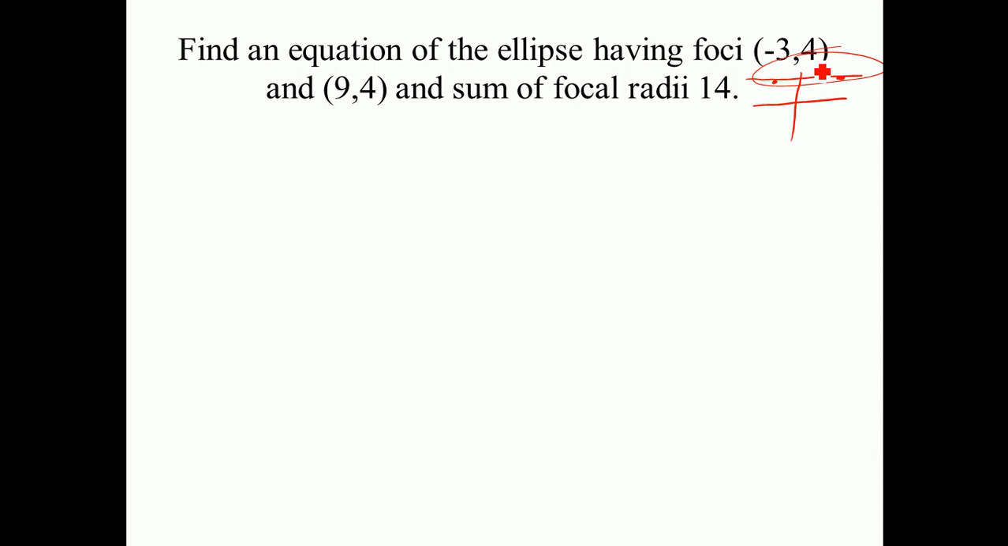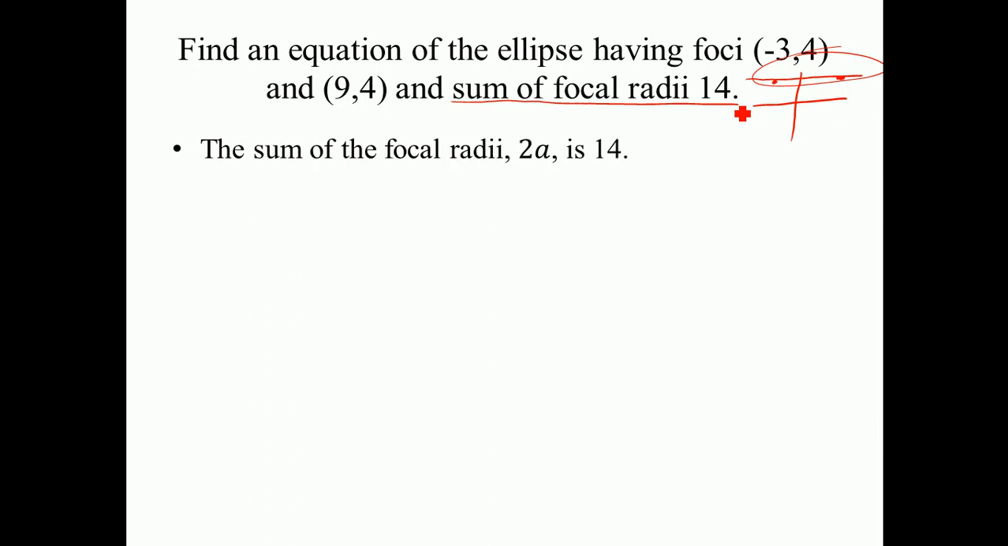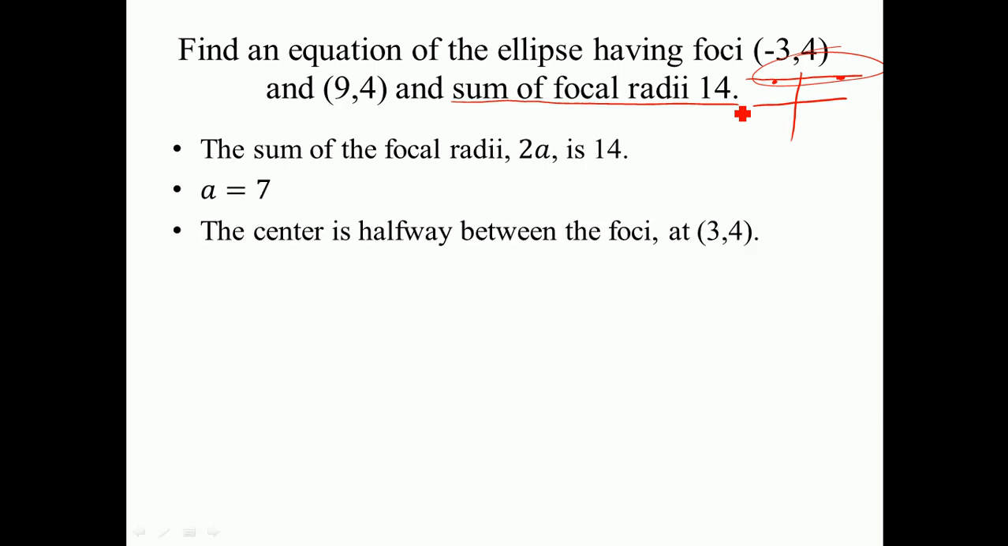So now we know that. Also, another thing we know is the sum of the focal radii is 14. So let's use all of that information. Since that's the case, sum of focal radii is 2a. So a equals 7. Then to find the center, that's just halfway in between your foci. That's one focus, that's another focus. Halfway in between is just halfway in between 9 and negative 3. And that just so happens to be 3. Notice the 4 doesn't change, because when you're on the same level, it just doesn't change. So that's what the center is going to be.